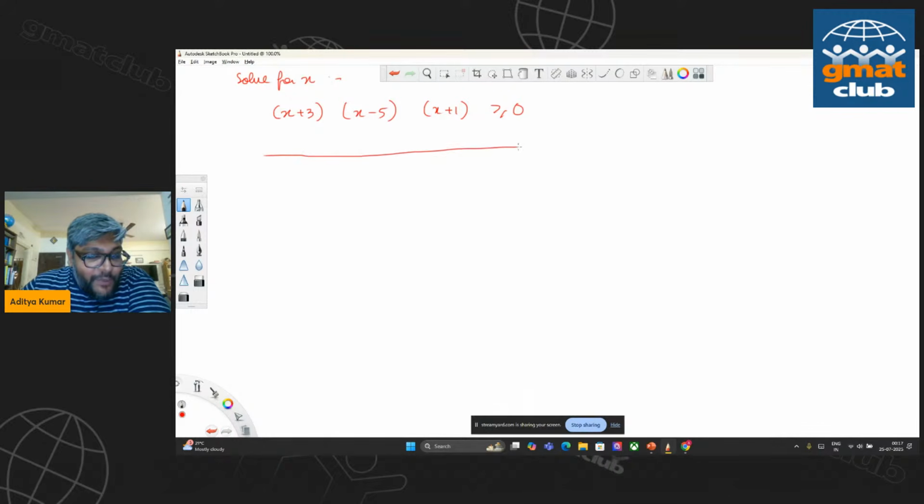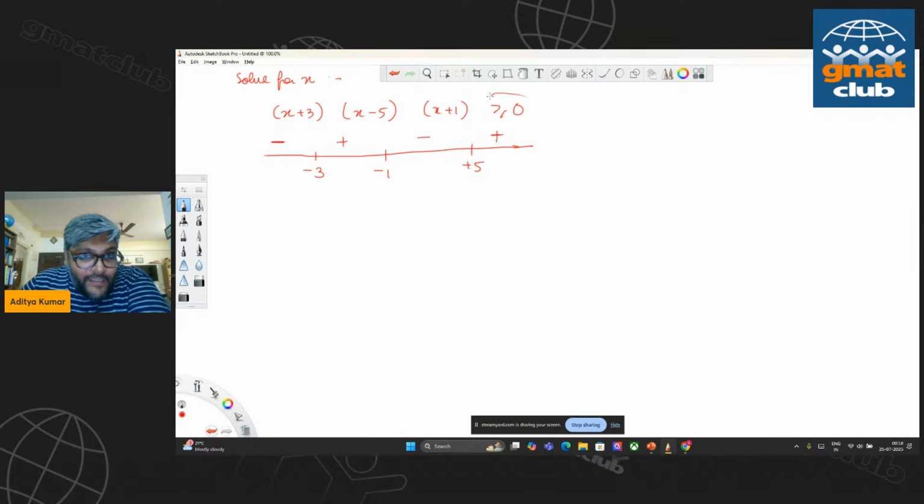So immediately I'll just plot the roots on the number line. What are the roots here? Minus 3, plus 5, minus 1. Place them in the correct order on the number line. Minus 3, minus 1, plus 5. Start with the extreme rightmost region. By default, place the sign as positive. And then alternate between the signs moving from right to left.